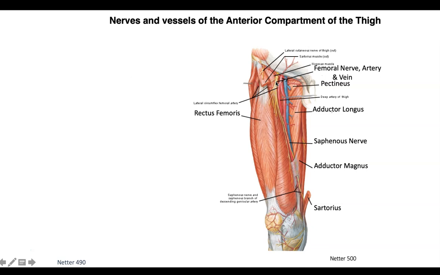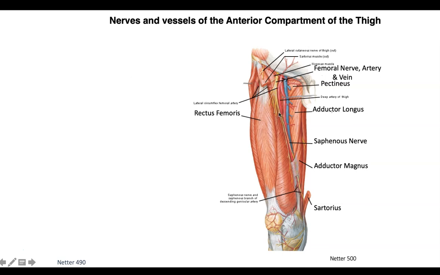After entering into the thigh, the femoral nerve divides into several branches. It supplies all the muscles of the anterior compartment: the sartorius, quadriceps femoris, iliopsoas, and also part of the pectineus muscle. The femoral nerve also gives rise to the anterior cutaneous branches, which supply the skin of the anterior part of the thigh.